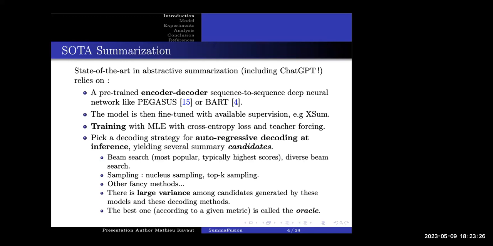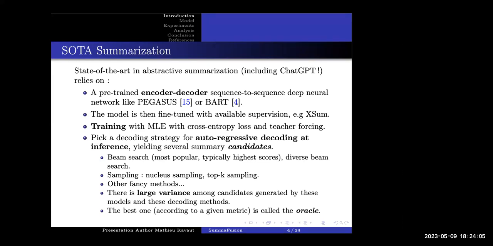Or diverse beam search is another strategy with a bit more diverse summary candidates. You can also do sampling, like nucleus sampling, top-k sampling. This is quite popular actually with ChatGPT. There are many other methods to decode the model. And one thing I've noticed is that there is large variance among candidates that you can generate with these models, right? So we're not really mastering the way we're outputting the summary out of these models, we're only approximating the best possible summary.